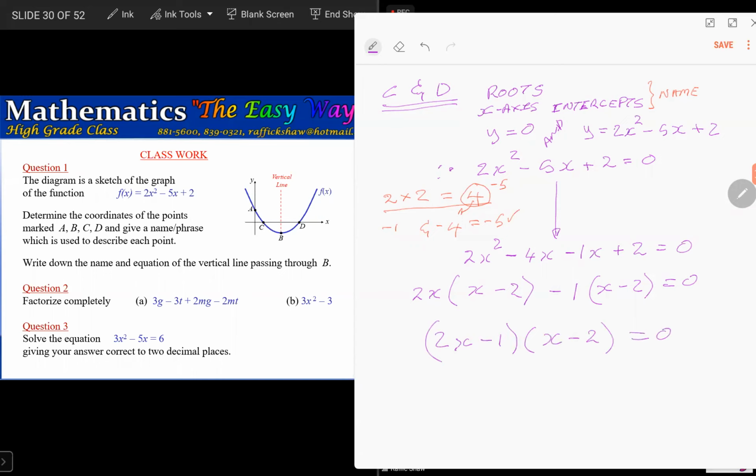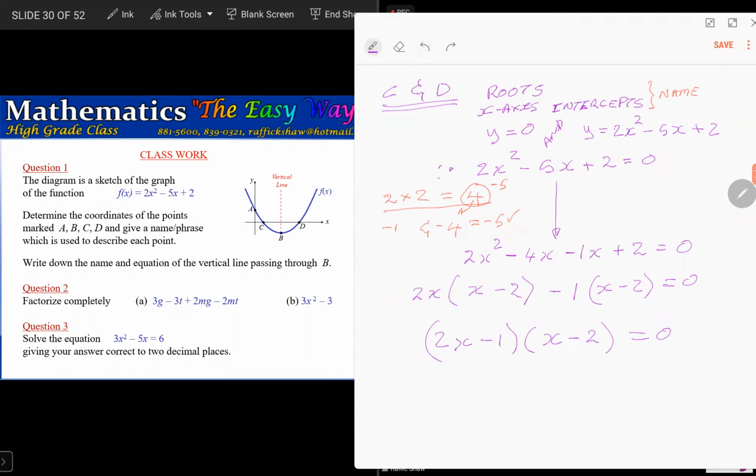So now we can actually write the two roots. Remember, if this multiplied by this equals 0, then either this equals 0 or this equals 0. But we don't have to write all of that out at this stage. We're doing CSEC, and we're not doing questions like we're in second form.